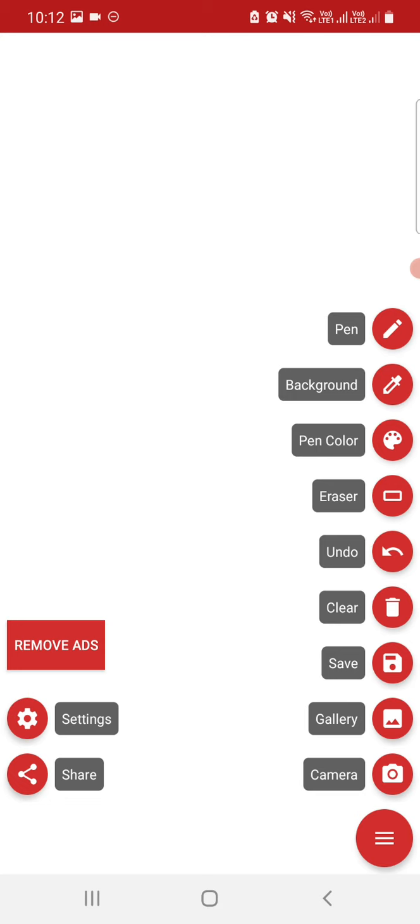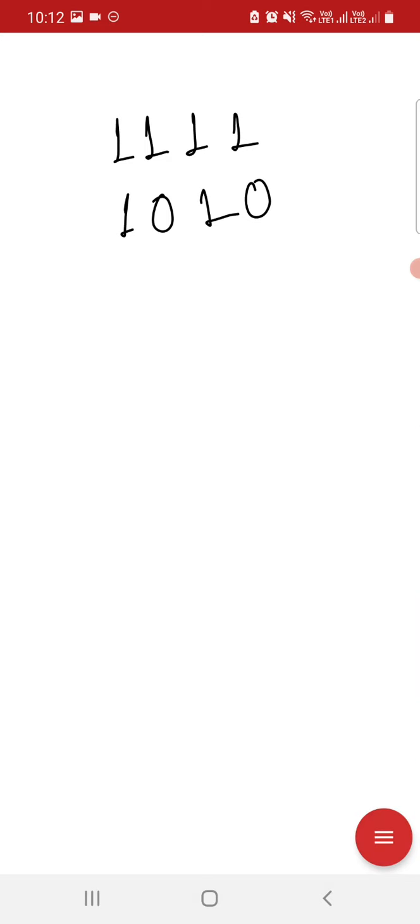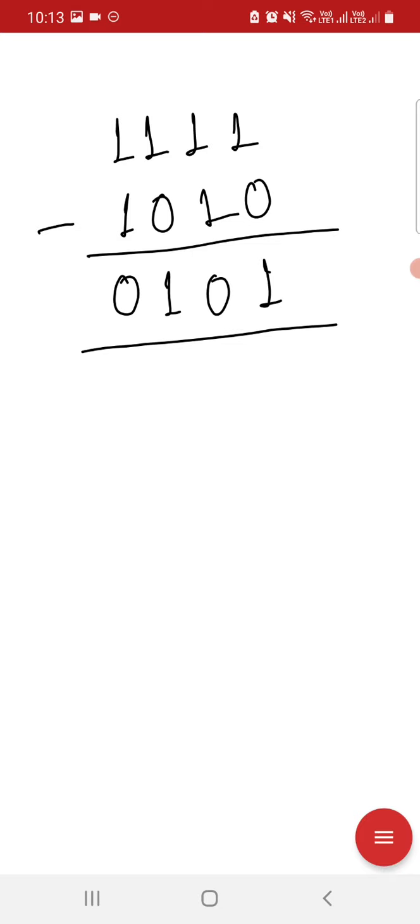The first one is 1111 and 1010. These are the two numbers: the first binary number is 1111, the second binary number is 1010. So 1 minus 0 is 1. 1 minus 1 is 0. 1 minus 0 is 1. 1 minus 1 is 0. It is easy because all the digits are 1, and from that we subtract the digits 1010.